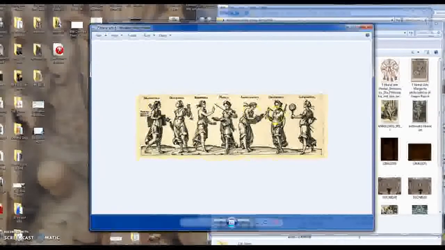So we have the 7 liberal arts: grammar, logic, rhetoric, music, arithmetic, geometry, and astronomy. These 4 are the quadrivium, and these are the trivium. But the quadrivium is based on maths, geometry, music, and astronomy, things that can be measured, things that are literally built into nature, those types of proportions.